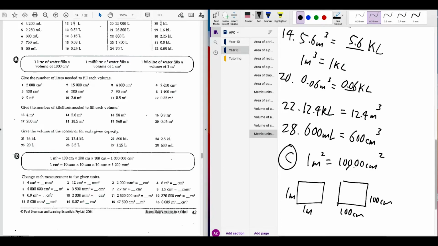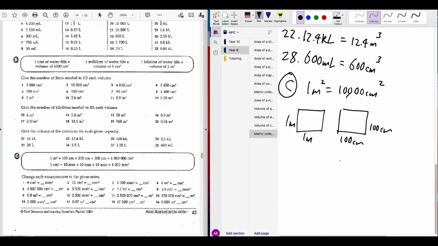10,000, right? Now, in these examples, what the difference is, now this time is going to be in meters cubed. So rather than squared, it's cubed. So what you have is 1 meter cubed. So what you do is you have a cube. So you have 1 meter, 1 meter, and 1 meter. And they want you to convert into centimeters cubed.